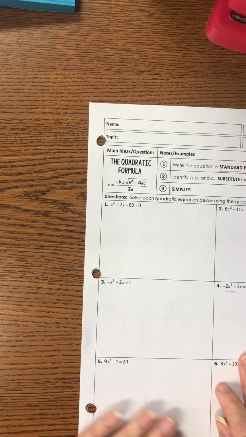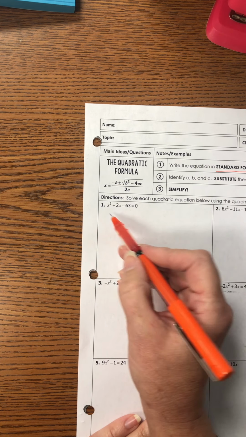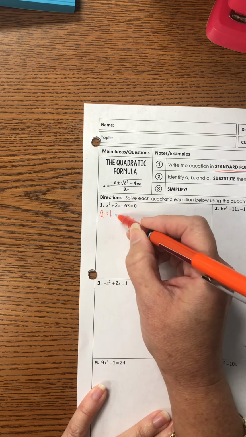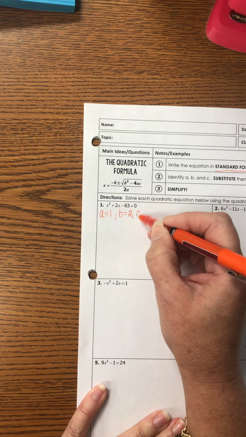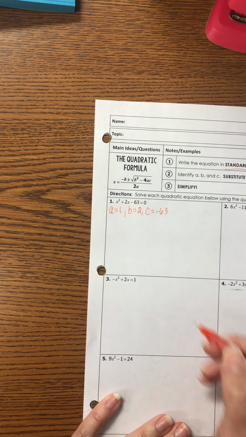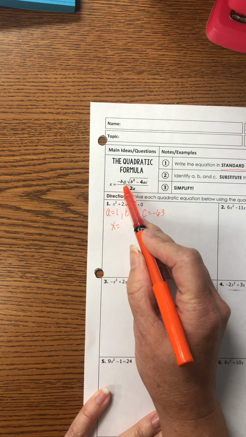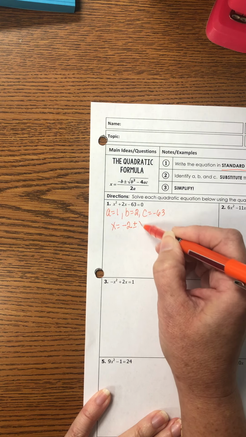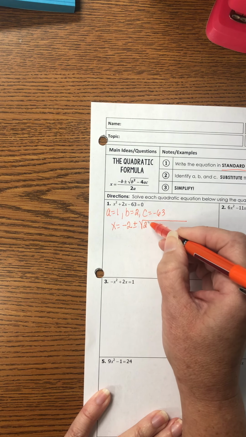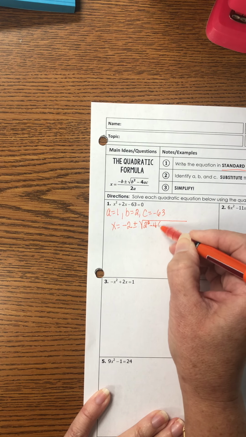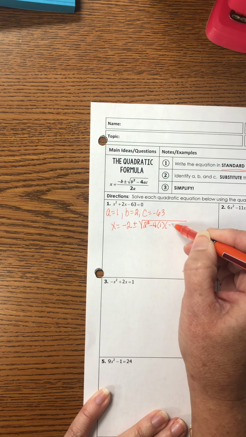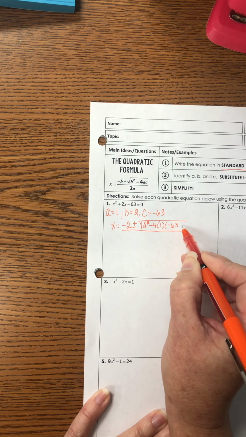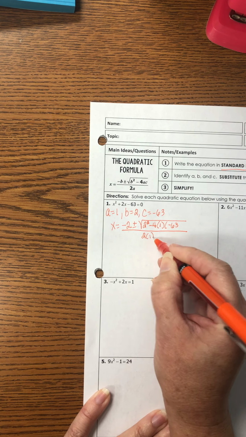So looking at number 1 here, we need to first identify a, b, and c because we're in standard form equaling 0. So a is the number multiplied to x squared, b is the number multiplied to x, and c is your constant term. So x is equal to negative b, which means the opposite of b. So if b is 2, that's negative 2. Plus or minus the square root of b squared, that's 2 squared, minus 4, times a, which is 1, times c, which is negative 63.